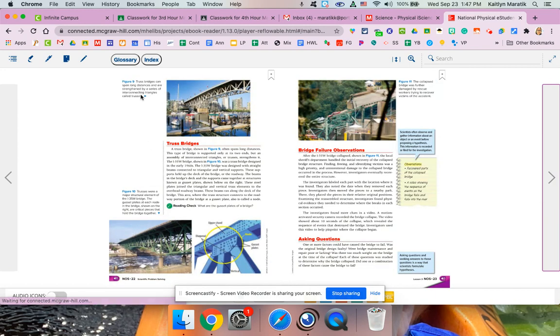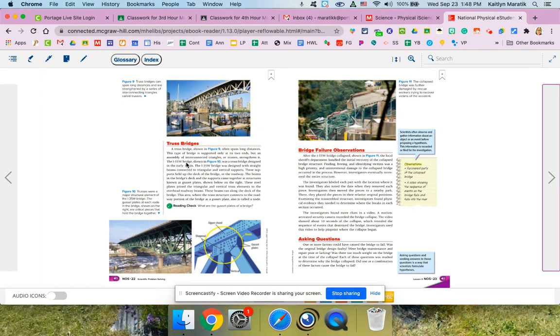Next page. A truss bridge. A truss bridge, shown in Figure 9, often spans long distances. This type of bridge is supported only at its two ends, but an assembly of interconnected triangles or trusses strengthens it. The I-35W bridge, shown in Figure 10, was a truss bridge designed in the early 1960s.